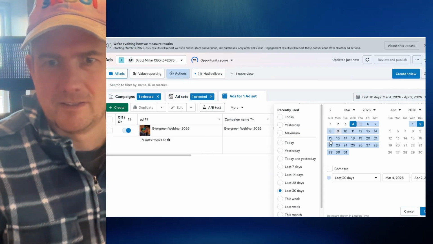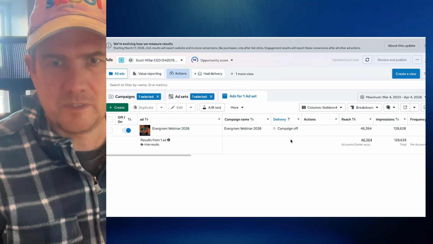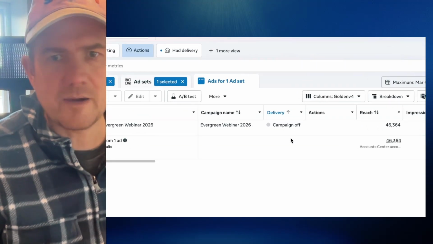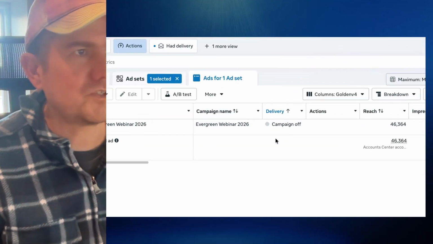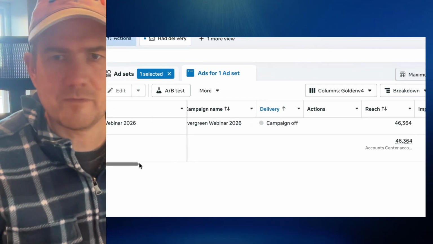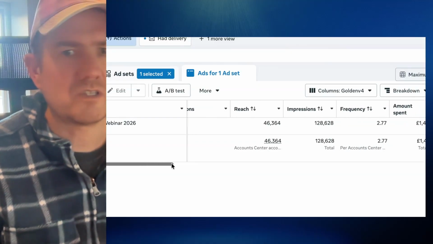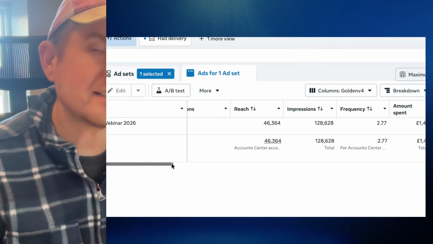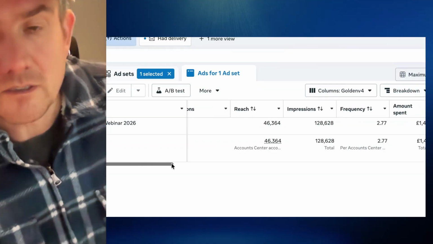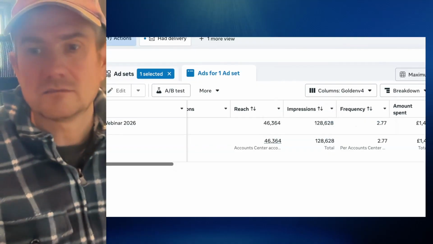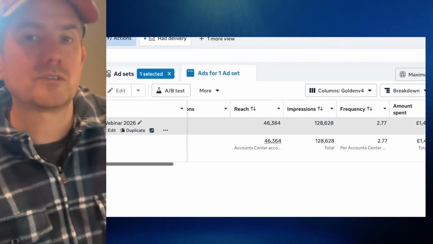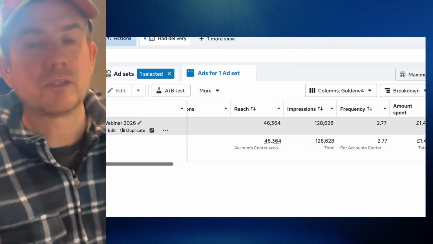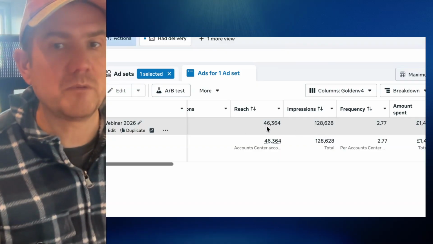Okay. And then hit maximum here. This is one that I'm running internally on and off this year. And you can see the name of it here. It's reached 46,000 people. That's a lot of people that this ad's reached. I have spent almost $2,000 on this one ad, running this ad to reach all of these people.